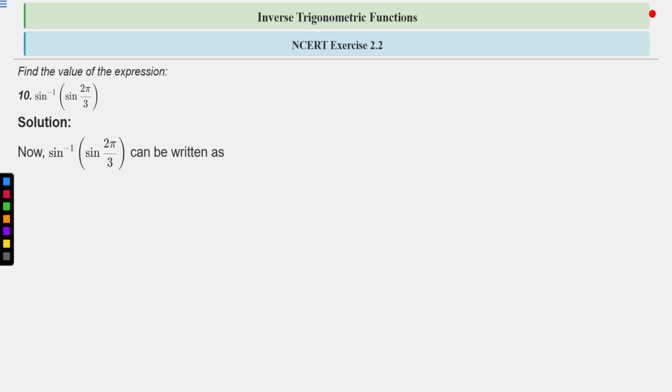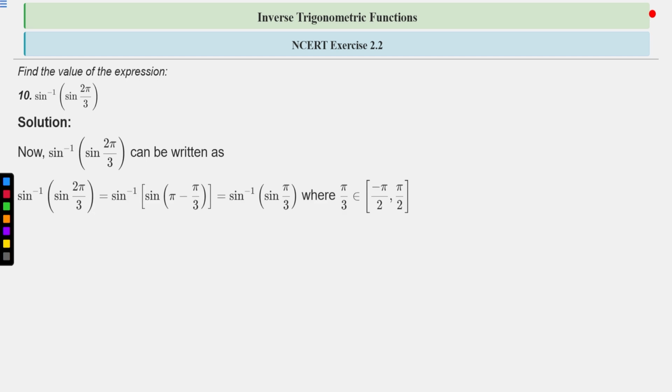Now sine inverse sine 2 pi by 3 can be written as sine inverse sine of pi minus pi by 3, right? We can write 2 pi by 3 as pi minus pi by 3. Clear? Which will be equal to sine inverse sine pi by 3, right? Because we know that sine of pi minus theta is equal to sine theta. Therefore, sine of pi minus pi by 3 will be equal to sine pi by 3. Now this pi by 3 belongs to minus pi by 2 to pi by 2, right? Therefore, we can write sine inverse sine 2 pi by 3 as equal to sine inverse sine pi by 3, which is equal to pi by 3. Clear? Therefore, pi by 3 will be the correct answer. Clear?